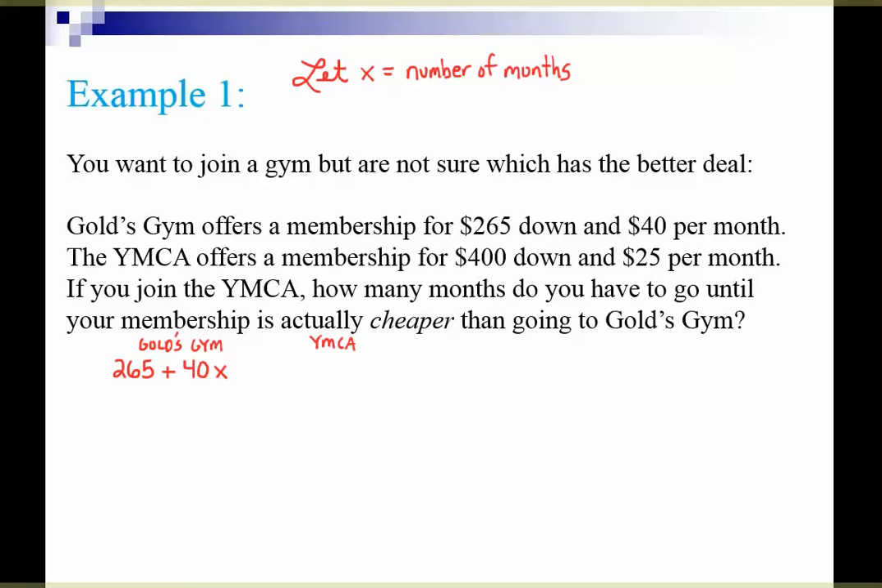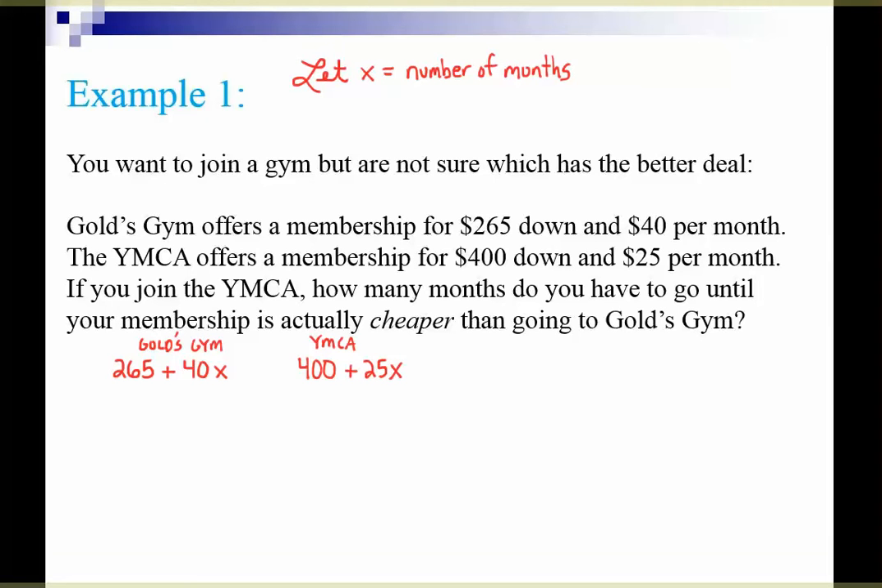Okay. We're going to do the same thing with the YMCA. So how do you think you would write $400 down and $25 per month? It's going to look very similar. So maybe something like this: 400 plus 25 times the number of months. And those are the expressions for each gym.